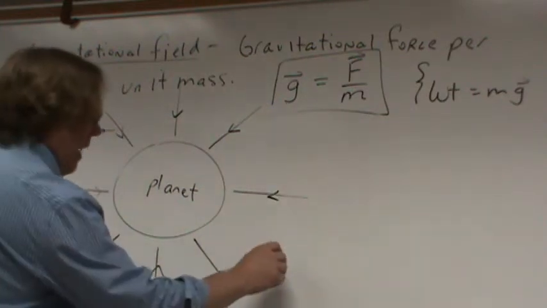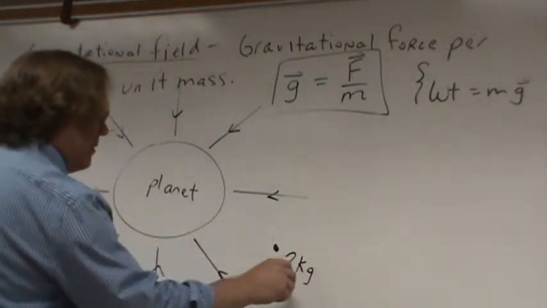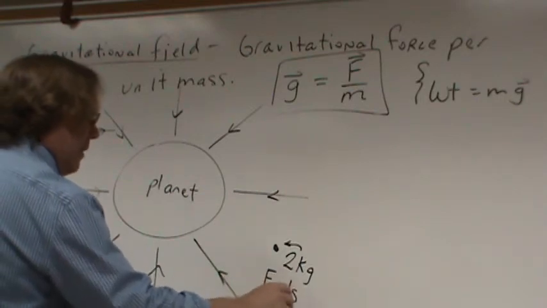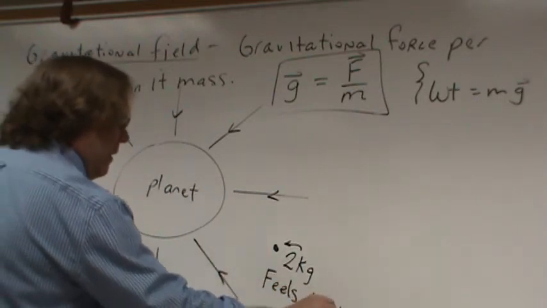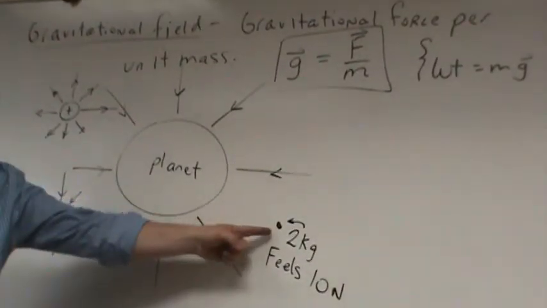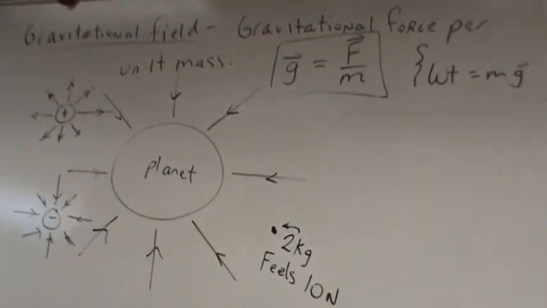So here, I'm going to put a 2 kilogram mass right there, and I'm going to find that that 2 kilogram mass feels 10 newtons of force. Please find for me, what is the gravitational field at that point?